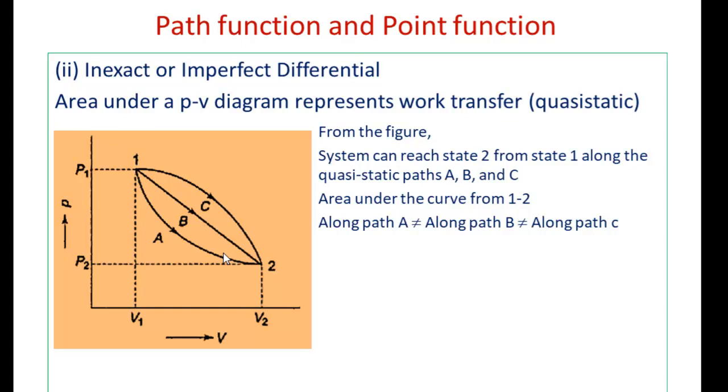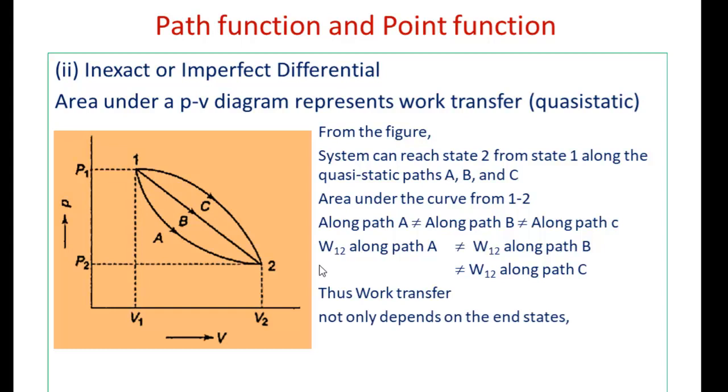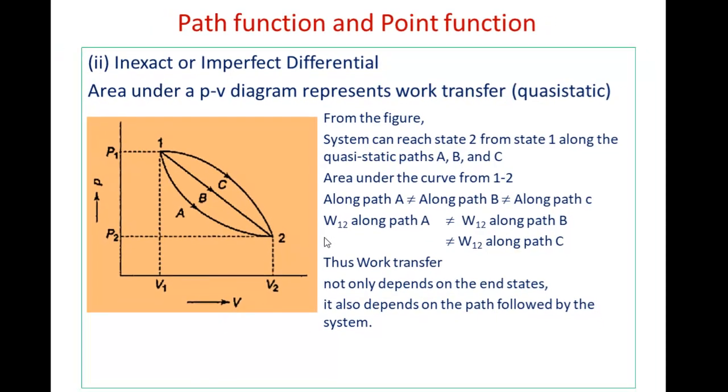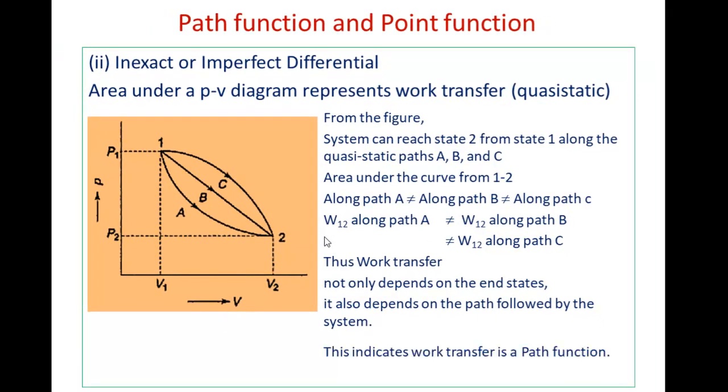So the work transfer depends upon the path followed by the system. It does not depend upon the end states alone. Right? So it depends upon the end states and also the path followed by the system. Such a function we call a path function because it depends upon the path followed by the system. Okay, so now I think you are very clear about the difference between point function and path function. Point function means it depends only upon the end states of the system, right? When the system undergoes a process, the change in a thermodynamic property depends only upon the end states and it does not depend upon the path followed by the system.